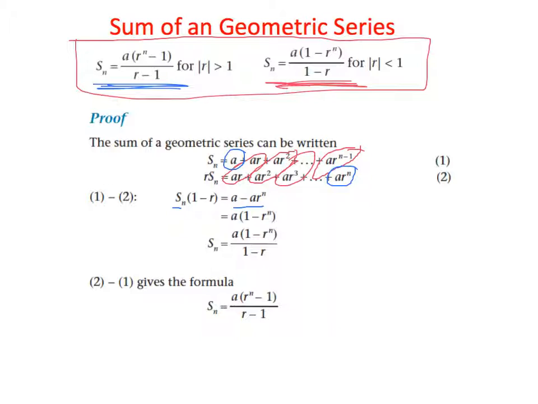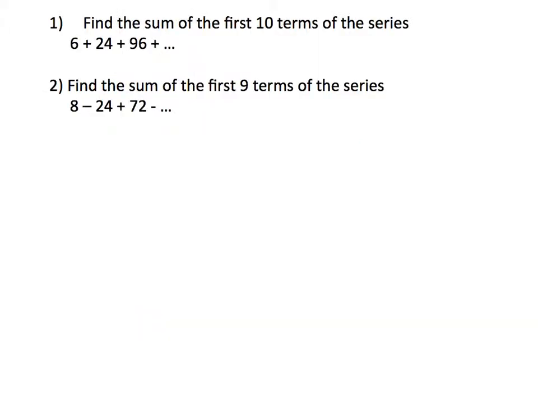Using those formulas, let's apply them to some examples. The first example is: find the sum of the first 10 terms of this series. In number 1, the first term A is 6. The common ratio is 24 divided by 6, or 96 divided by 24. 24 divided by 6 is 4, and you can double check to make sure this is a geometric series, not an arithmetic series, otherwise you would have to use the formula for the sum of an AP. 96 divided by 24 is also 4.